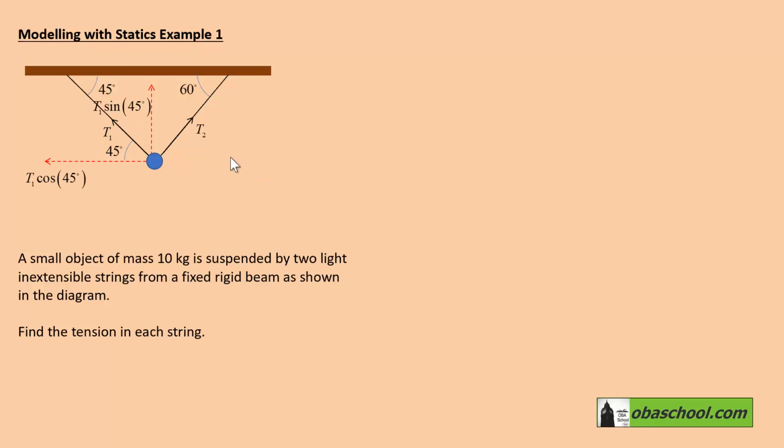Let's do the same thing with T2. This angle would be 60 degrees, again because we have alternate angles. So the component in this direction is T2 cos 60 degrees, and vertically we have T2 sine 60 degrees. And of course, we have the weight downwards. If the mass is 10 kilograms, then 10g is the force acting downwards. And in all of these examples, I'm taking g as equal to 9.8.